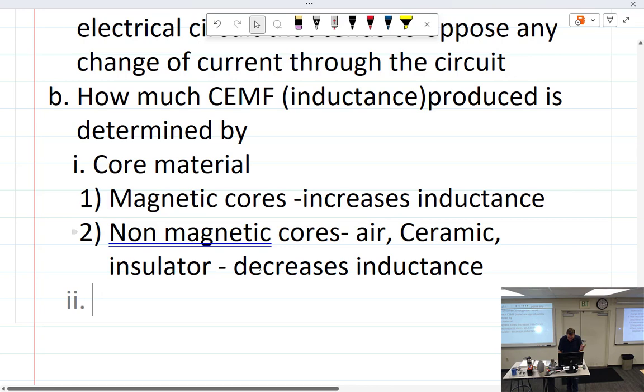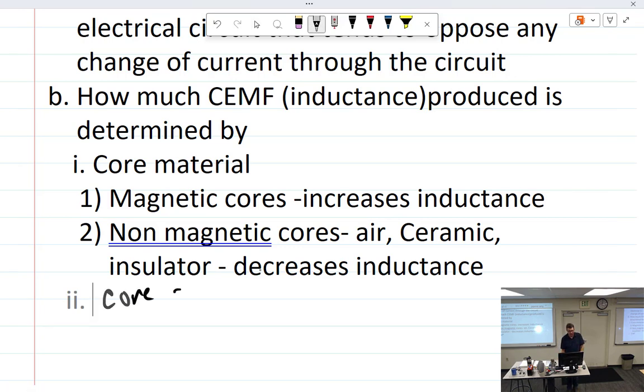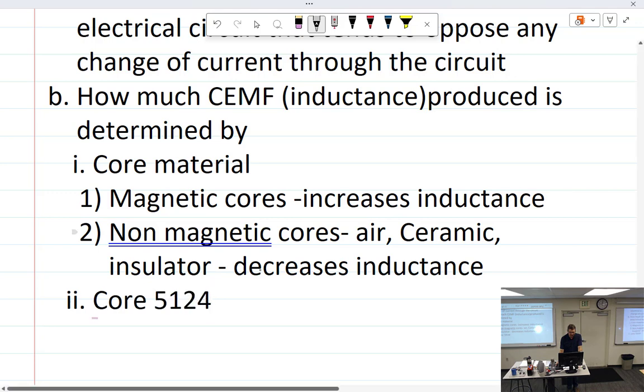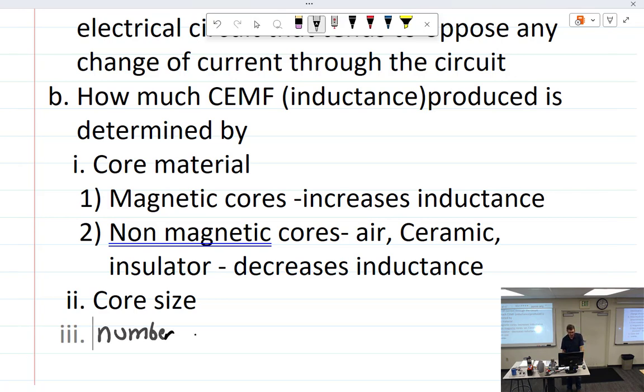So we have core material, core size, and number of turns. What does that mean, turns? How many times the wire wraps. Every time it goes around once, that's a turn. Every time I wrap wire around this, that's a turn. And size of wire.